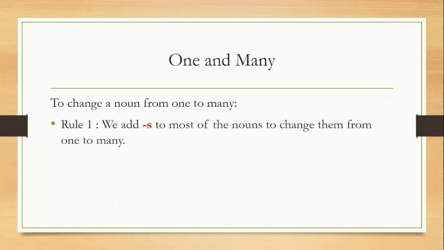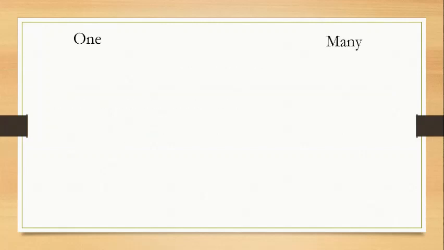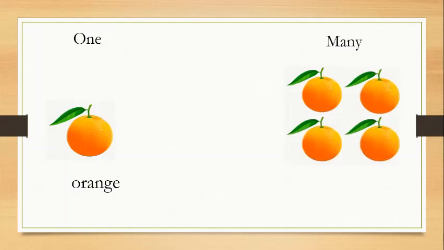The first rule, rule number 1 says, we add s to most of the nouns to change them from one to many. Let's take a few examples. One orange. And here there are many. Now to change the naming word orange from one to many, we add the letter S at the end and we get oranges. One orange, many oranges.